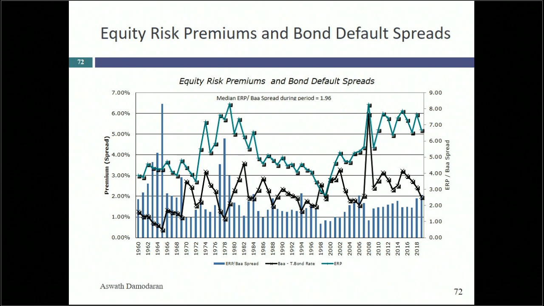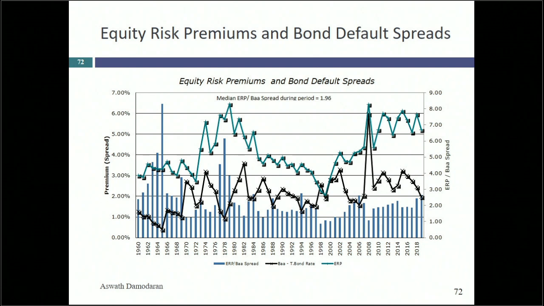So what I've done in this graph is actually put those two series together. The green line is my equity risk premium. This black, brown, whatever line is my default spread on a BAA rated bond. You know why I picked BAA? That's the cutoff for investment grade. So I took an investment grade bond and took the default spread over time.